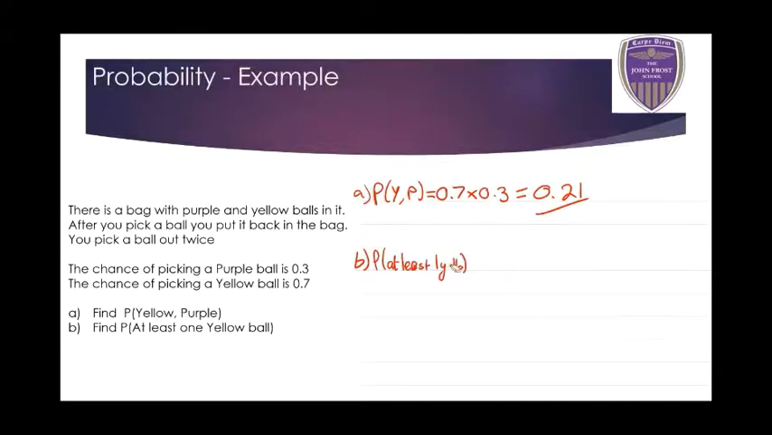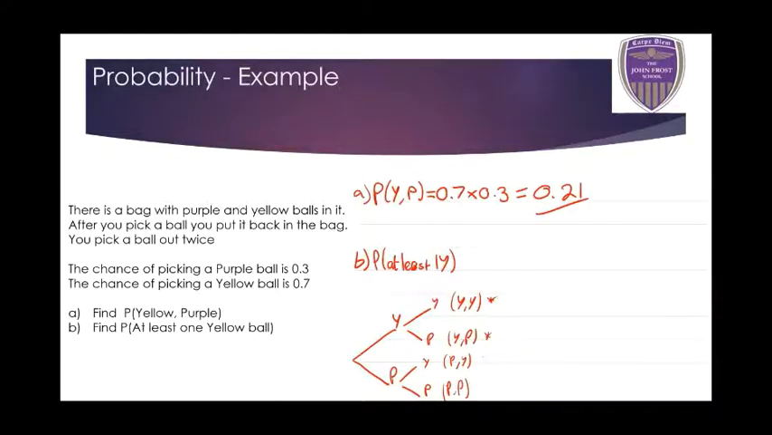Okay, at least one Y. Let's call it one Y. So if you think back to the probability trees, if we had the probability trees like so, and then we had yellow and purple, and then we had yellow, purple, yellow, purple. Okay, the outcomes of these were yellow yellow, yellow purple, purple yellow, and purple purple. So how many of these outcomes have at least one yellow ball?